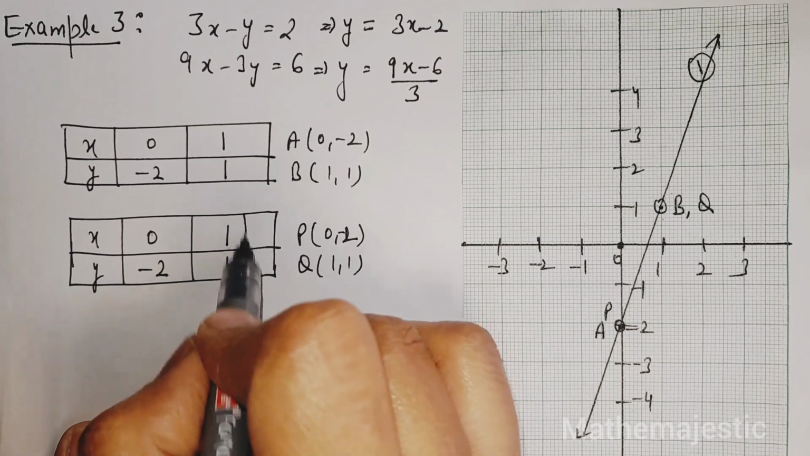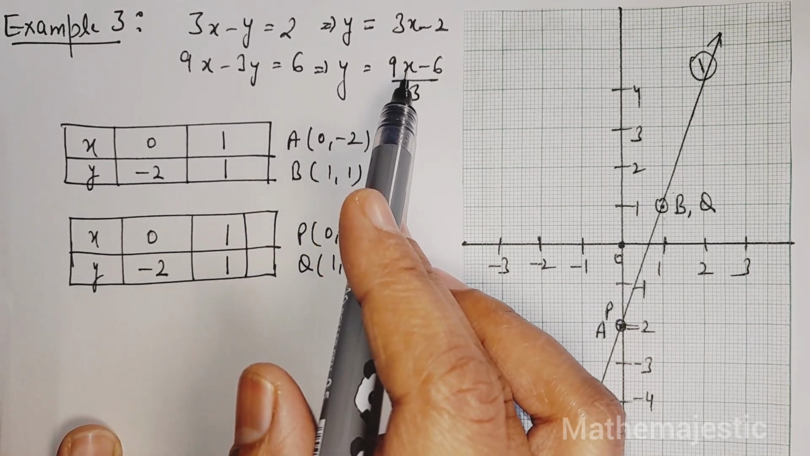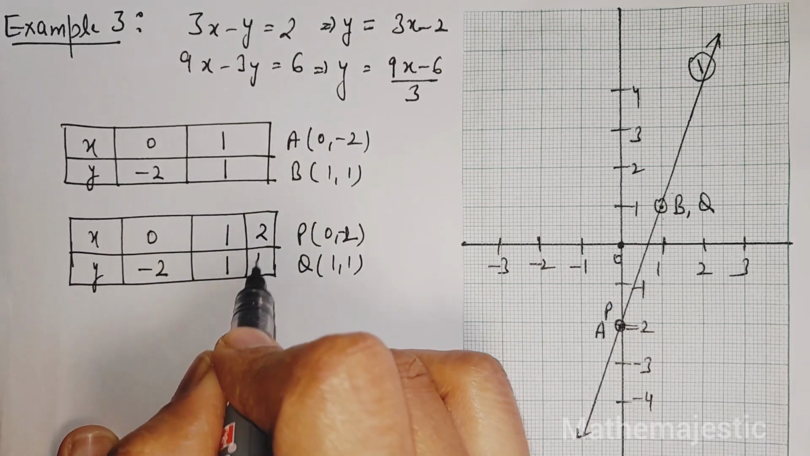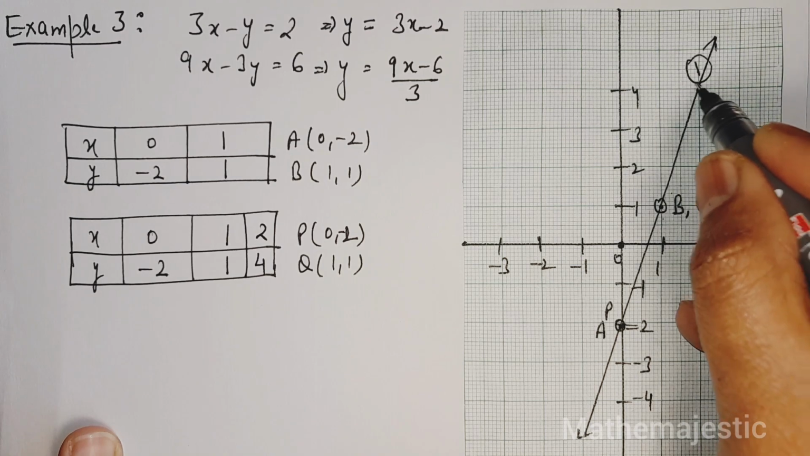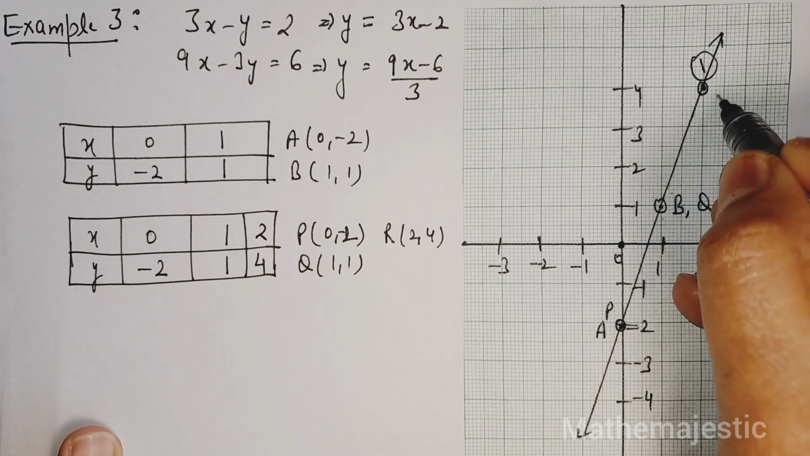You may take different values, so you will find some other points also. Let's take one more point here. Let x be 2. So if x is 2, 9 twos are 18, 18 minus 6 will be 12. So 12 by 3 will be 4. So if x is 2, y will be 4. So you will get this point. Suppose this point is R (2, 4). So this point will be R.